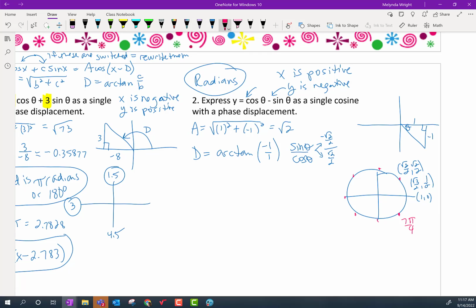Is everybody okay? All right, so now let's just fill in the formula. We're done. We basically just need to fill in the answer. So y equals the square root of 2 cosine of x minus 7 pi over 4. And that's our answer. Is that okay? Is everybody all right? Okay.